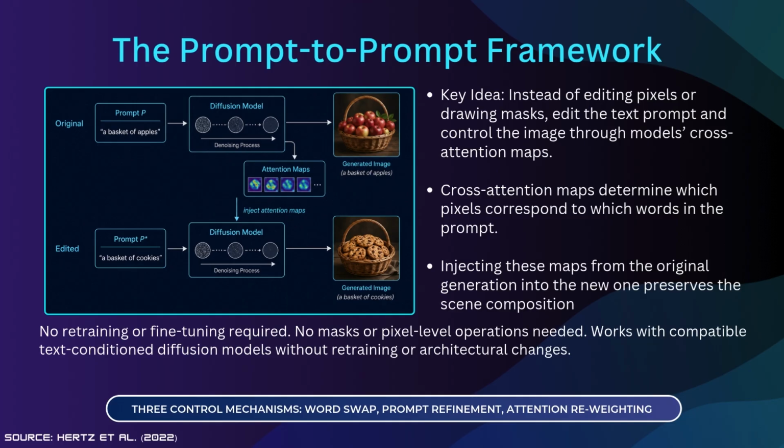Traditional image editing requires users to draw masks or select specific regions, which is a time-consuming process. The prompt-to-prompt framework offers a simpler alternative. Just change the text prompt and the image updates accordingly. The core idea is that diffusion models internally create cross-attention maps, and we reuse these maps from the original image during the new image generation. Therefore, the overall structure and layout of the image is preserved. Importantly, this requires no retraining, no mask, and it is compatible with any diffusion model.